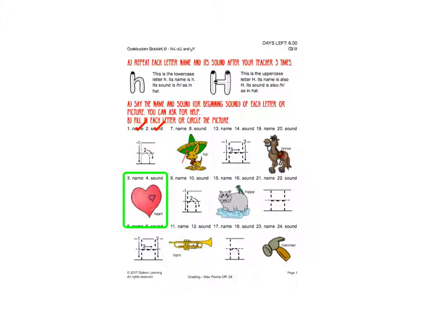This is a picture of a heart. Its beginning sound is H. Now we can circle it. This is a picture of a hat. Its beginning sound is H. And now we can circle it.